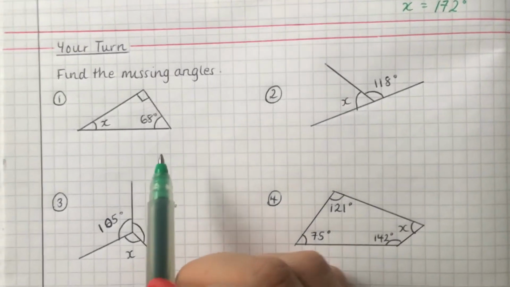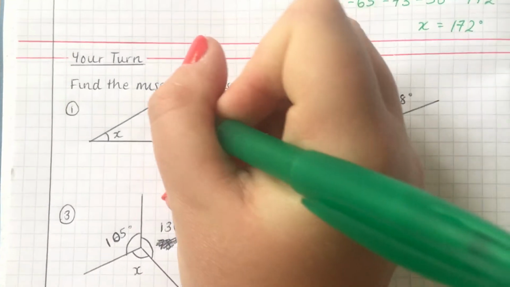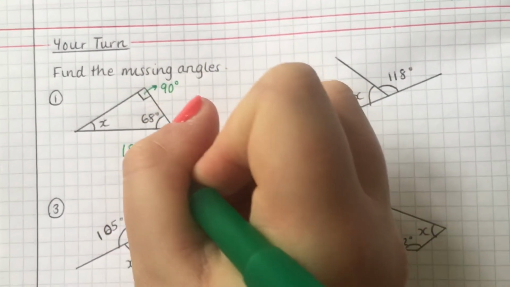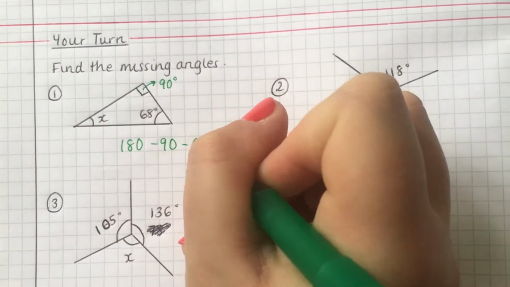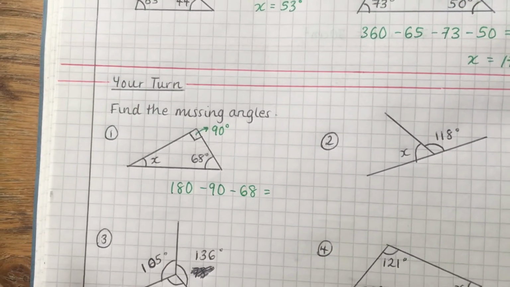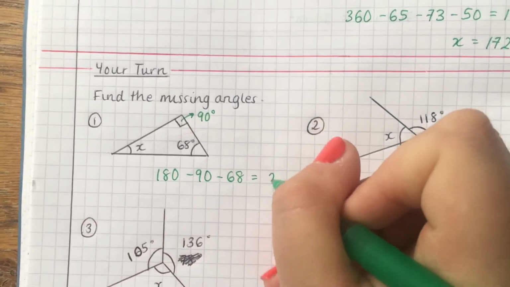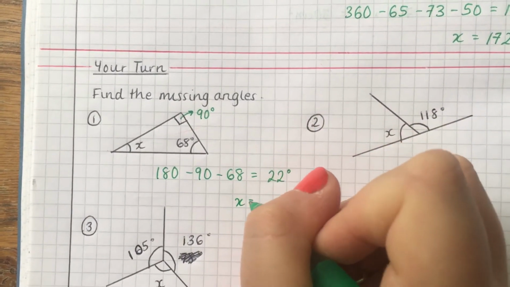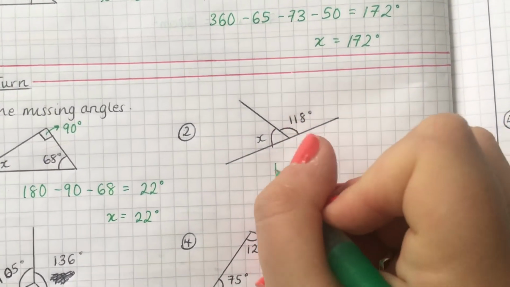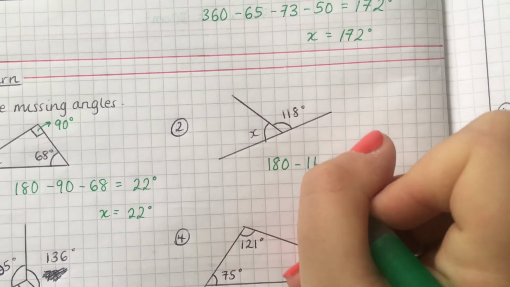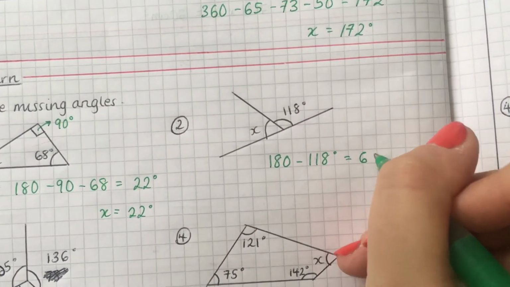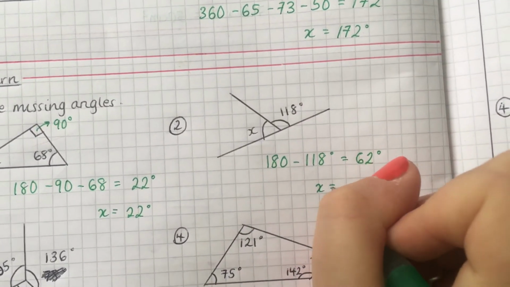Okay, so looking at this first question, we've got a triangle. We know that this square here means 90 degrees. So we're doing 180 minus 90 minus 68, and you get 22 degrees. So x is 22. Okay, next one, we've got a straight line. So we need to do 180 minus 118, and we get 62 degrees, so x is 62.